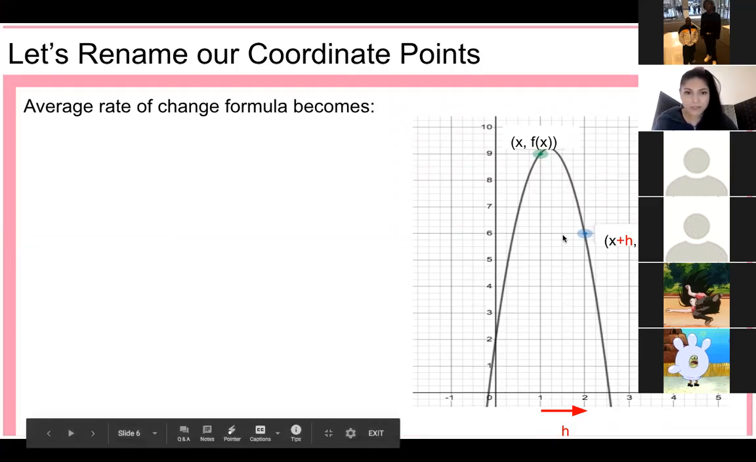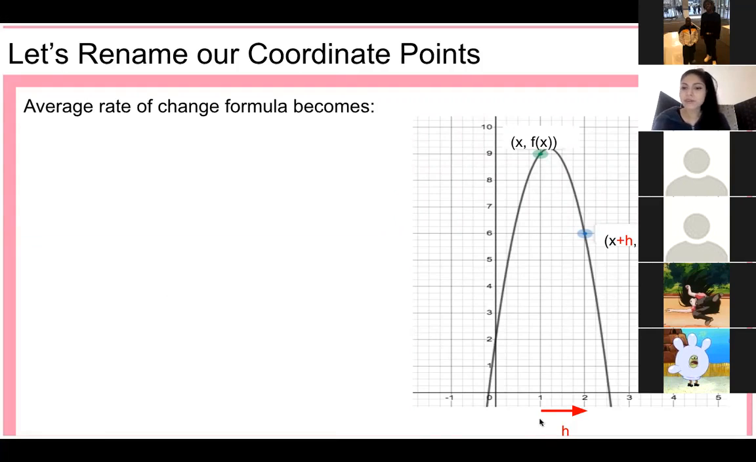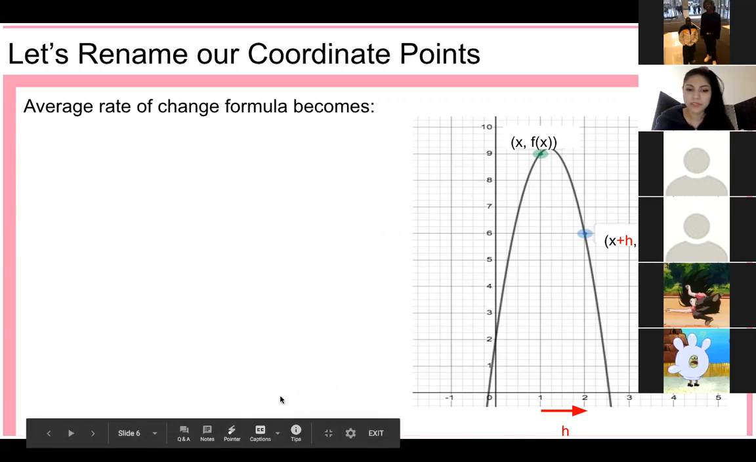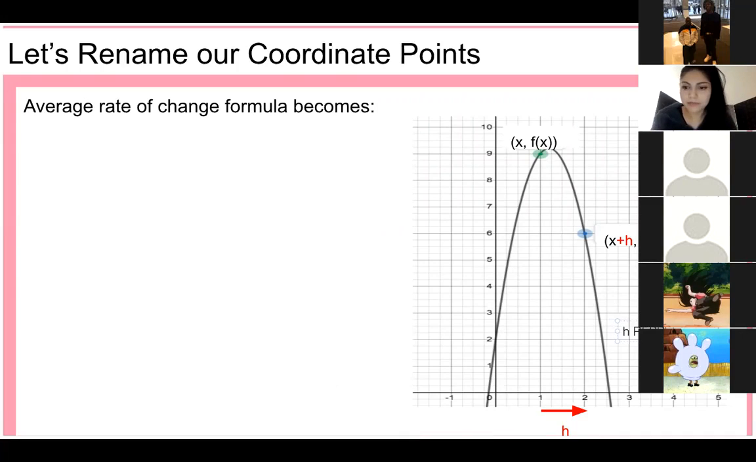All right, there's something in the chat. What does h represent? Thank you for asking that question. h represents the horizontal distance that the second point is away from the first point. It's a good question. Let me type that out too, the answer to the question. h represents the horizontal, side to side, distance the second point is from the first point.